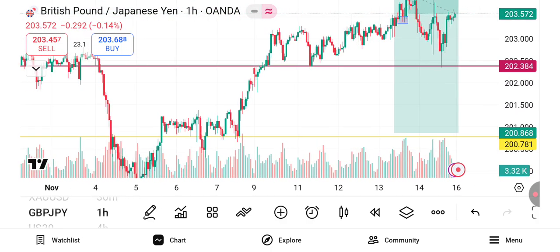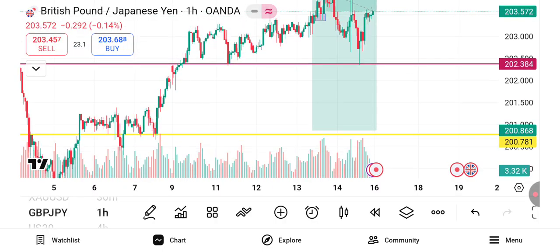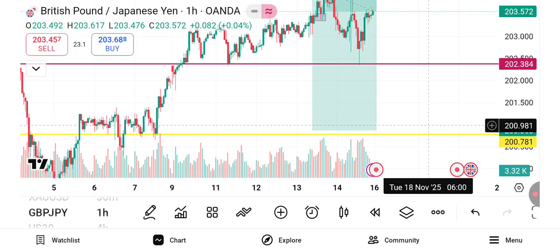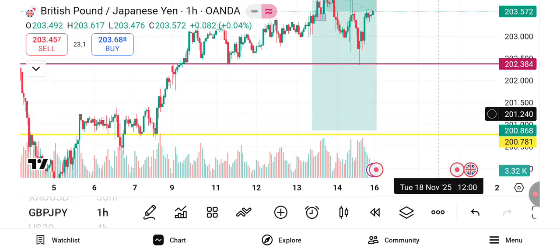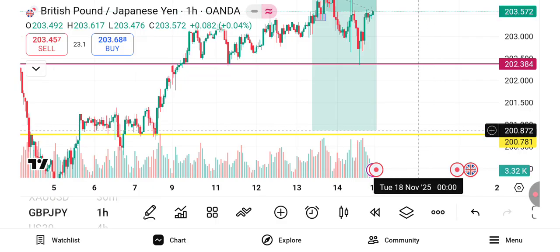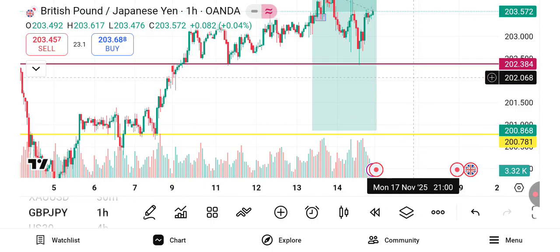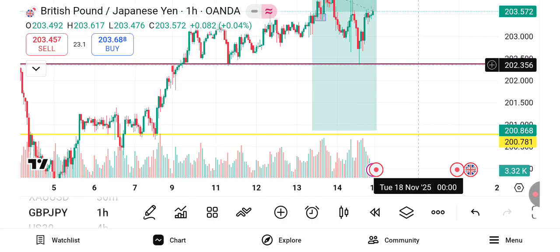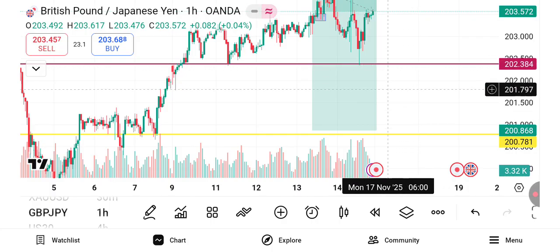Actually, my take profit is still way down. I expect GBP JPY to come back after this break of structure. You can see some pullback here, leaving this fair value gap. So I'm still expecting GBP JPY to sell to this point. This is the point I'm expecting it for. And if you could see, this could be a liquidity zone that could draw the market down to this side.